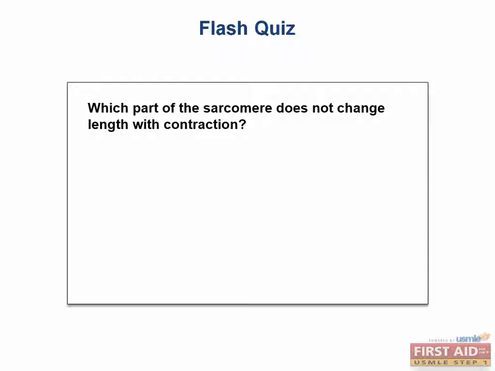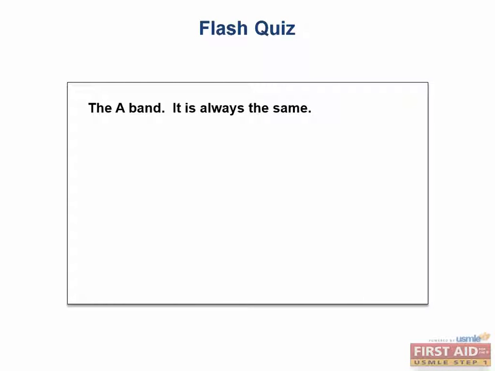Let's have a flash quiz. What part of the sarcomere does not change length with contraction? The A-band. It is always the same.